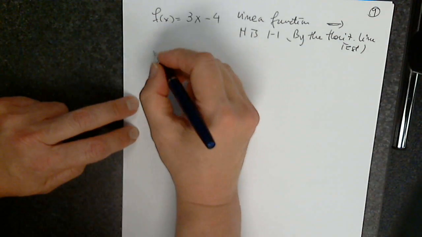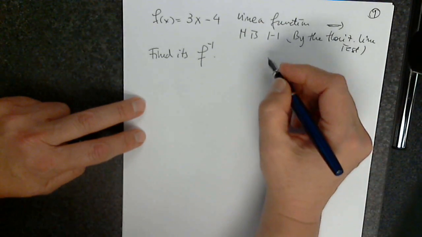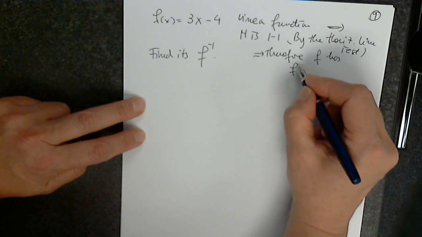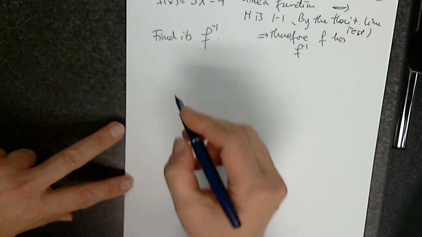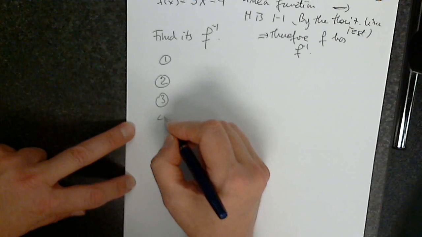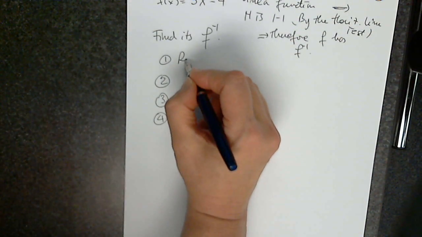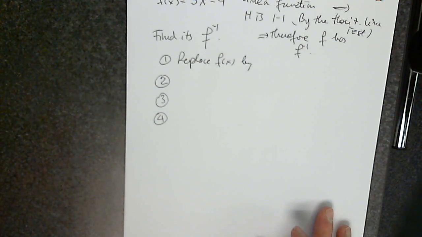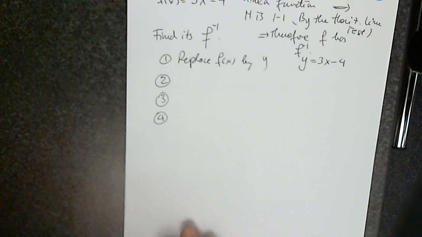So now the requirement is find its F inverse. So I know it has F inverse. Therefore, I will write: F has F inverse because it's 1 to 1. And this is a 4-step procedure: 1, 2, 3, 4, like similarly with completing the square. In step 1, I replace f of x by, what can I ever replace f of x by? Exactly. So then I have y equals 3x minus 4.